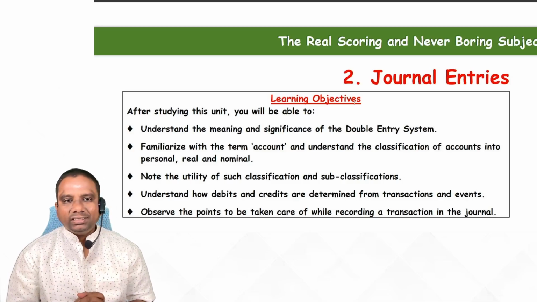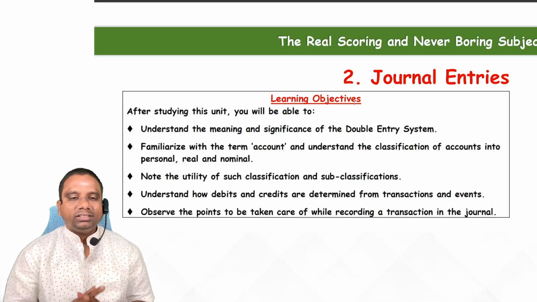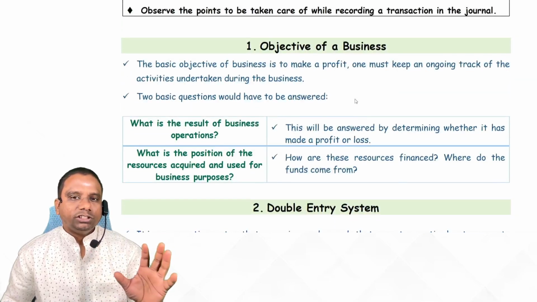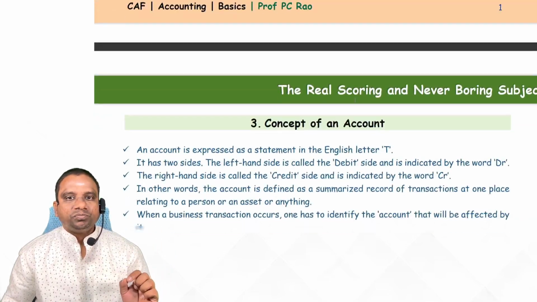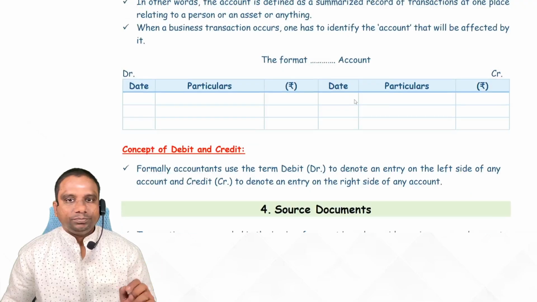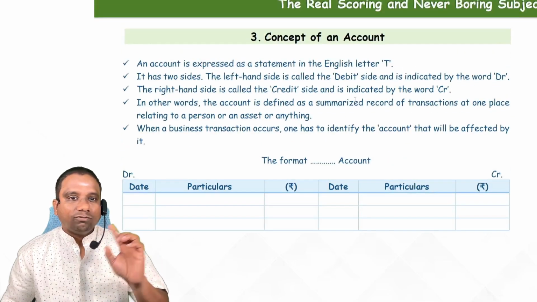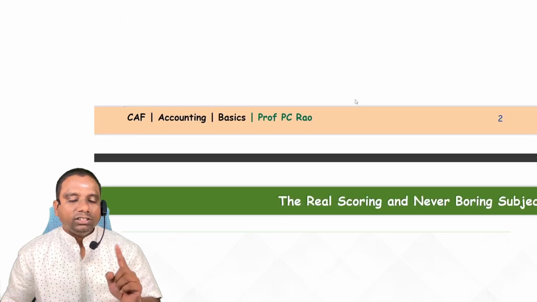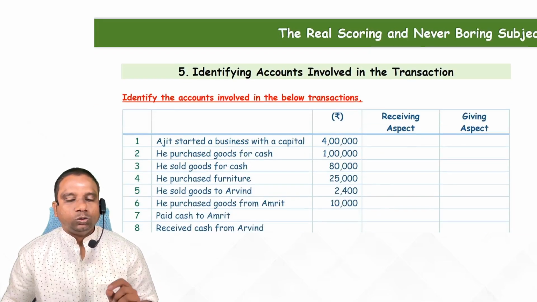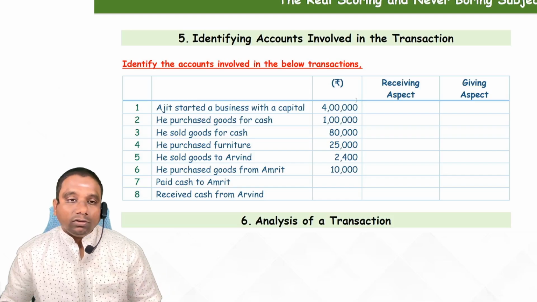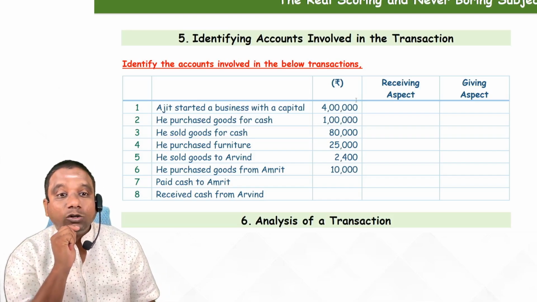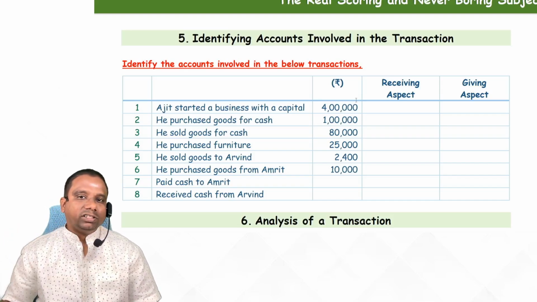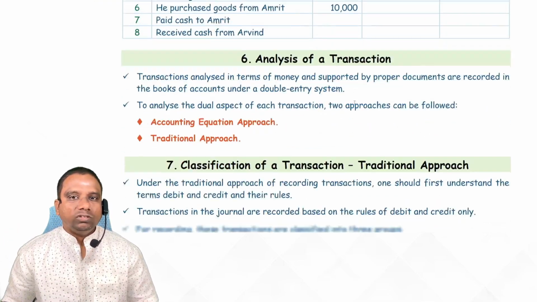In the previous lectures we have started a new chapter, that is journal entries. In this chapter we have discussed the objective of business, the double entry system and the concept of an account, with some examples. Don't forget that family man example and the source documents. I have shown the images of source documents also. Next, we have also understood how the accounts involved in a transaction are identified.